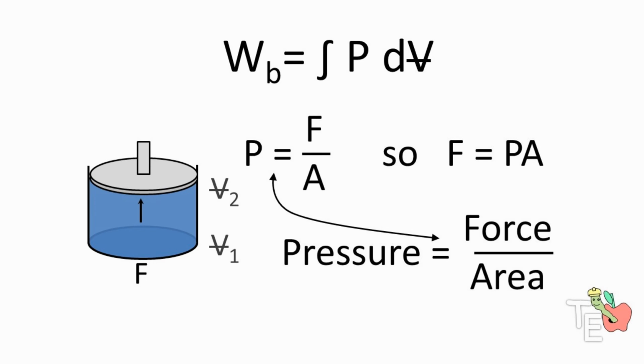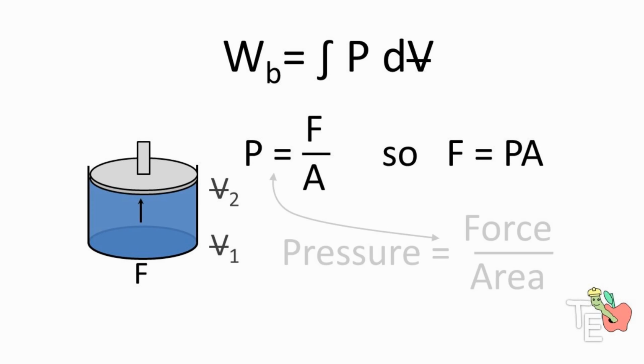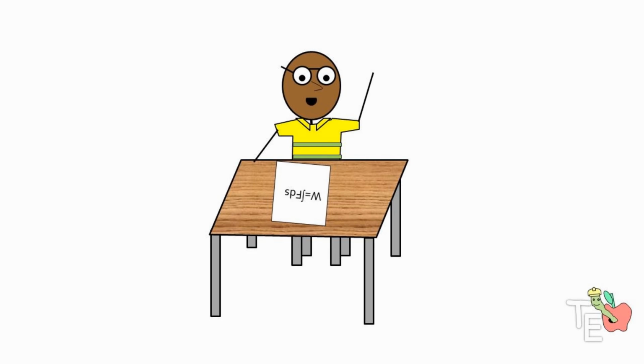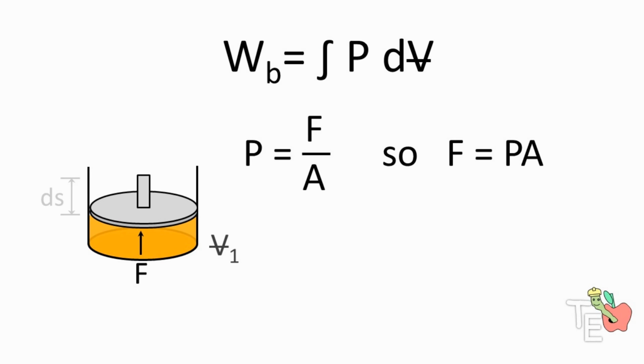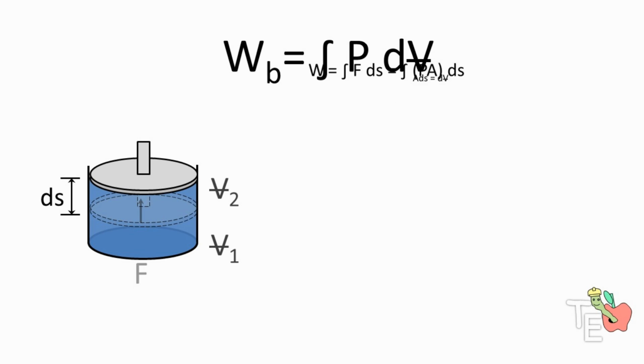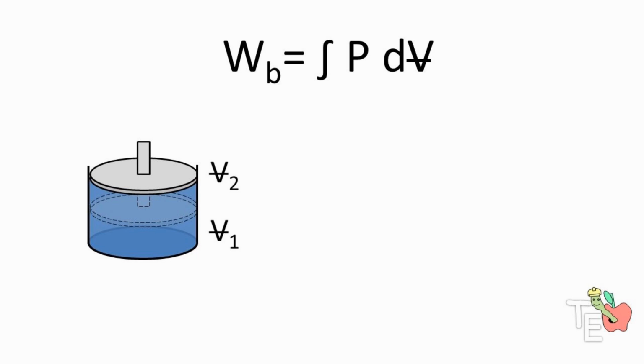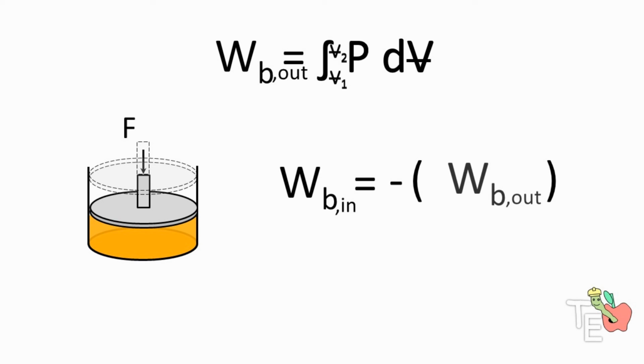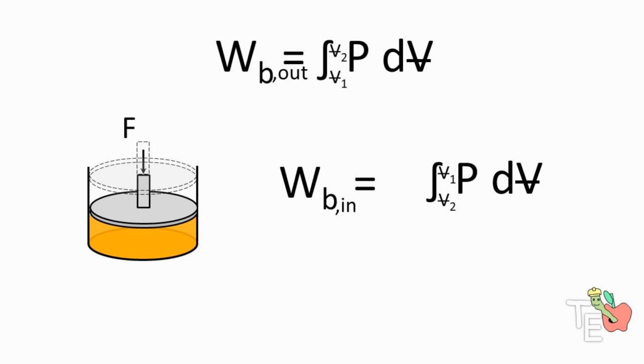Pressure is force per unit area. Oh, sir, a force through a distance. That means work. Exactly. When pressure causes the boundary to move, we call this boundary work. And since the product of area and distance is volume, we can integrate the pressure with respect to volume. If internal pressure causes the system to expand, this is boundary work out. And if external forces cause the system to compress, we call this boundary work in.